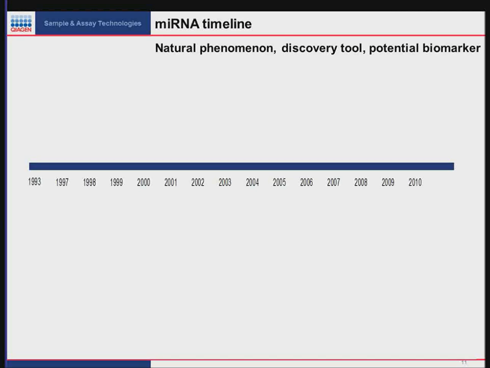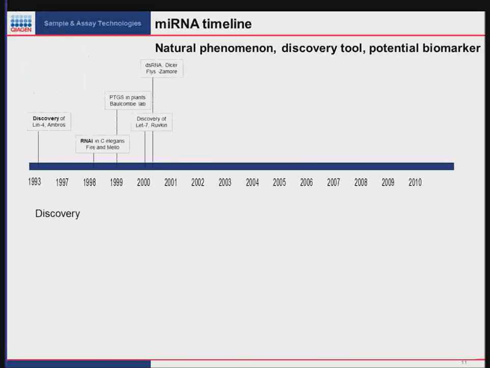Let's talk a little bit about the microRNA timeline. It's a fascinating thing. This has all happened in our lifetimes, or at least most of our lifetimes, and things really didn't pick up incredibly fast until maybe 12 years ago. So in 1993, Victor Ambros discovered the first microRNA, which was Lin-4. It was an oddity. It was a functional small RNA. Nobody really knew what it did.